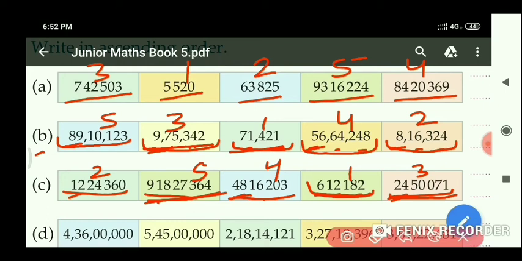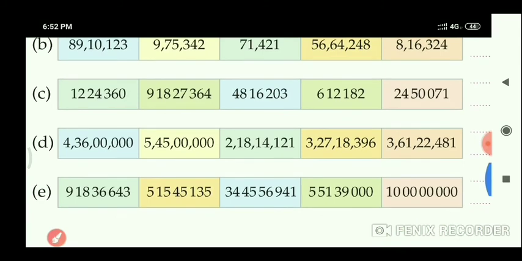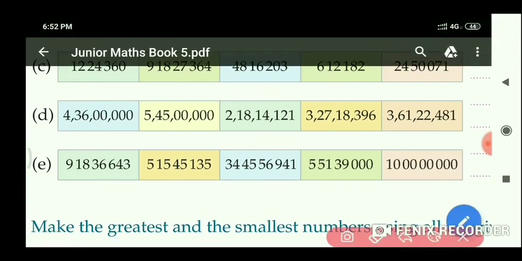So as I have done these A, B and C parts, similarly you can do D and E parts. Okay, so these both parts are your homework. Note down these questions. These questions should be in your homework copy only.